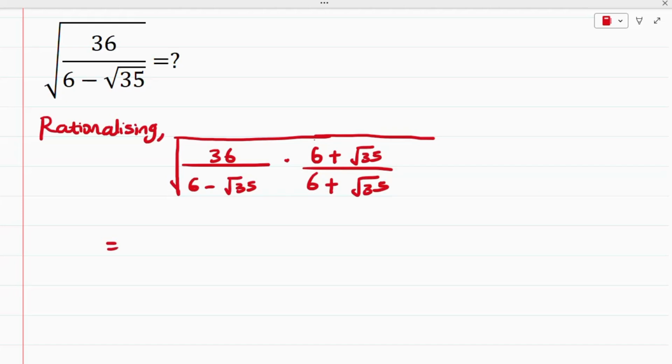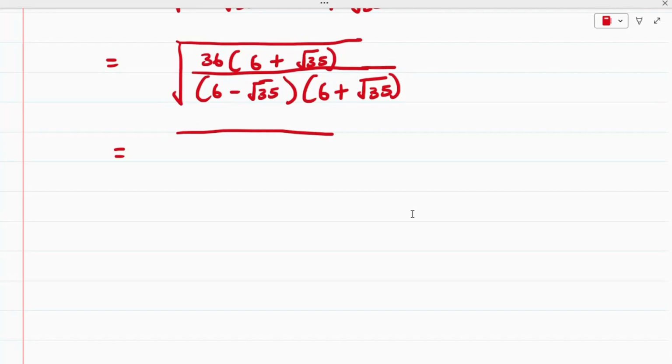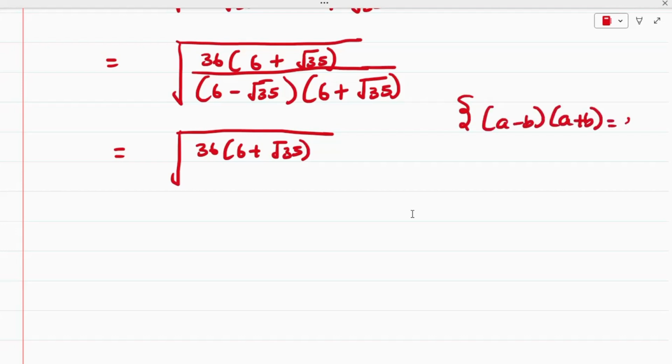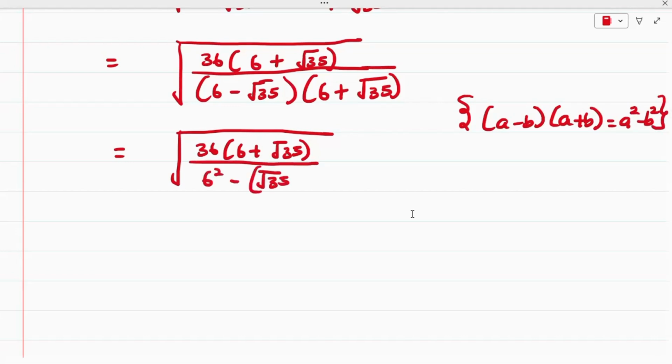So this is equal to the square root of 36 multiplied by 6 plus the square root of 35, divided by 6 minus the square root of 35 multiplied by 6 plus the square root of 35. Alright? So this is equal to the square root of 36 multiplied by 6 plus the square root of 35. Now, I want to simply note that if we have a minus b multiplied by a plus b, this equals a square minus b square. So we have this to be 6 square minus the root of 35 whole square.